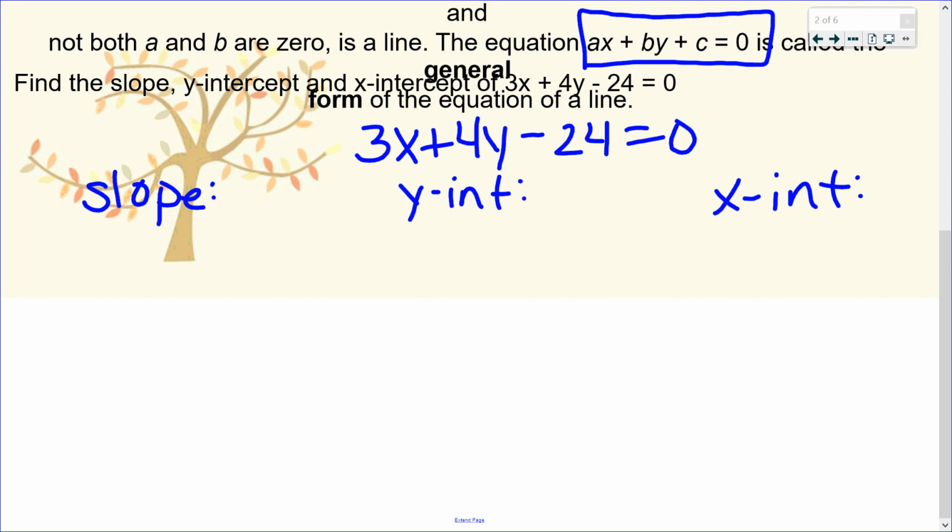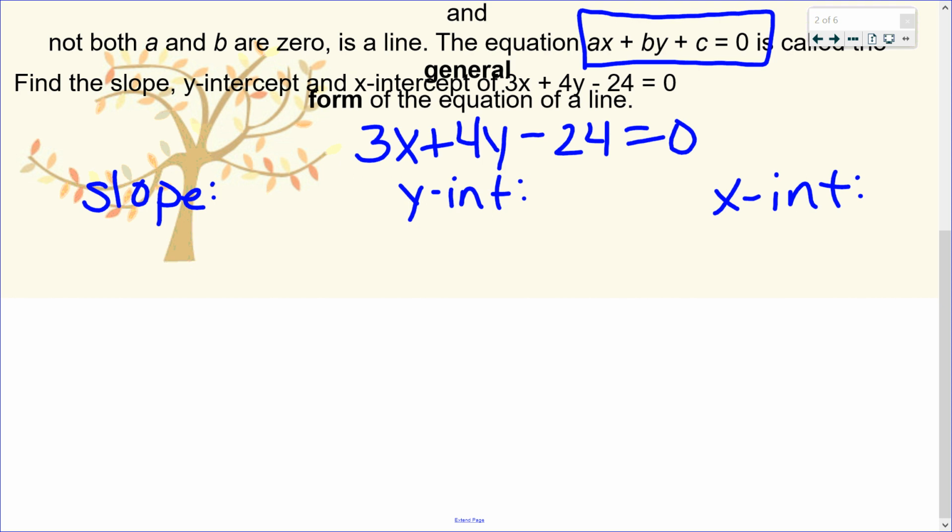How could I get the slope of this line? What's going to be the easiest thing to do? I just turn it into slope intercept form. So what are we isolating? y by itself. If you get the y by itself, you have slope intercept form, which is actually going to give you two of these answers. It's going to tell you slope, and it's going to tell you the y-intercept.